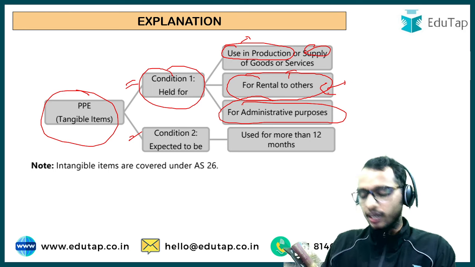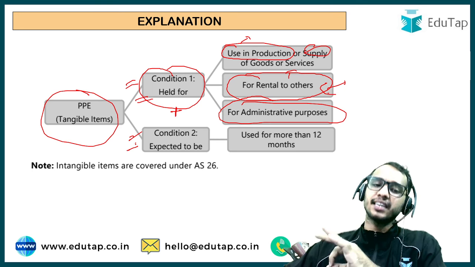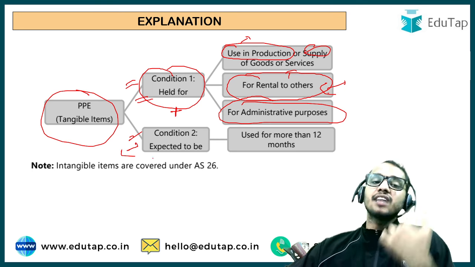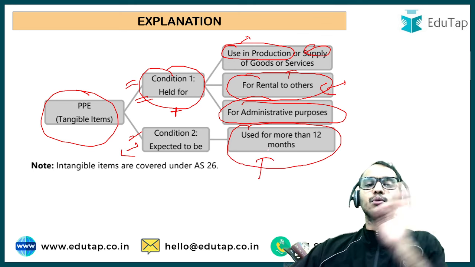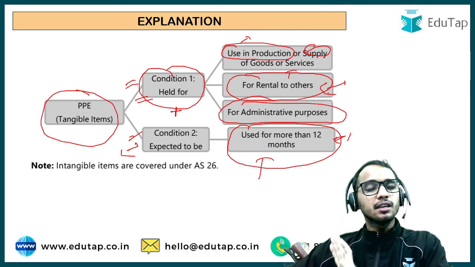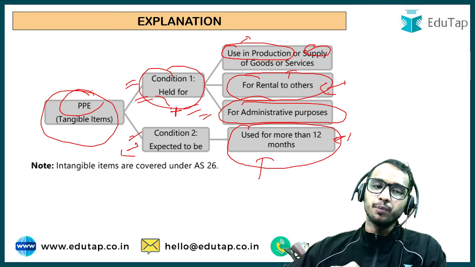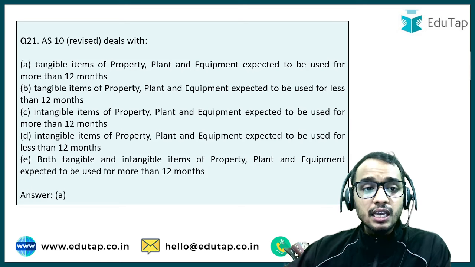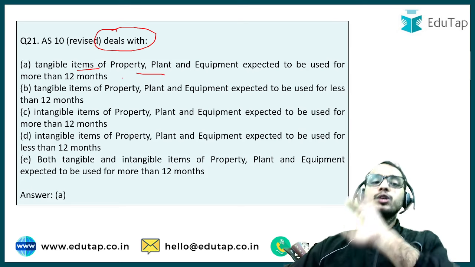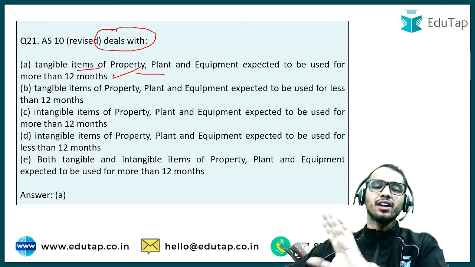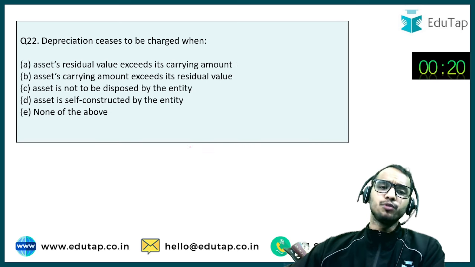Now second condition must be fulfilled is that first condition should be fulfilled, and second condition is that you are having these tangible items that you are going to use for more than 12 months. Clear? So these two conditions must be satisfied to be covered under PPE, that is property, plant and equipment. So the question was saying AS10 deals with what? Tangible items of PPE expected to be used more than 12 months. So it is absolutely correct. You don't have to read out the other options. Okay? Let's move to the next question.